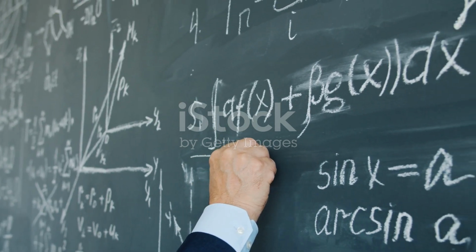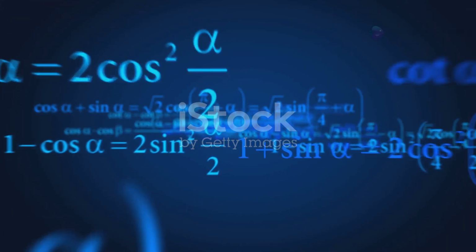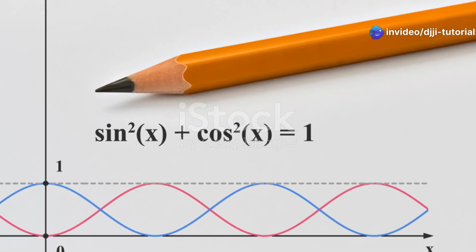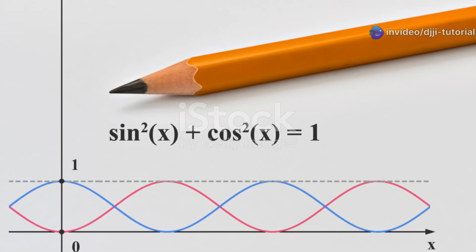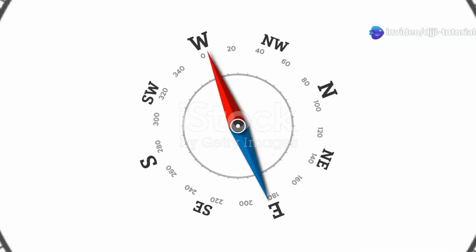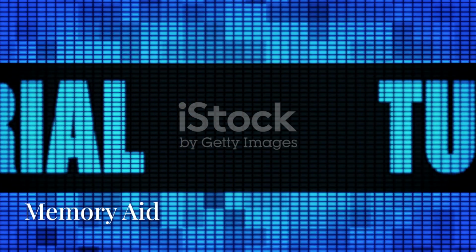Here's a more detailed breakdown. In quadrant 1, from 0 to 90 degrees, all trigonometric ratios, sine, cosine, and tangent, are positive. In quadrant 2, from 90 to 180 degrees, only sine is positive, while cosine and tangent are negative. In quadrant 3, from 180 to 270 degrees, only tangent is positive, with sine and cosine being negative. Finally, in quadrant 4, from 270 to 360 degrees, only cosine is positive and sine and tangent are negative.